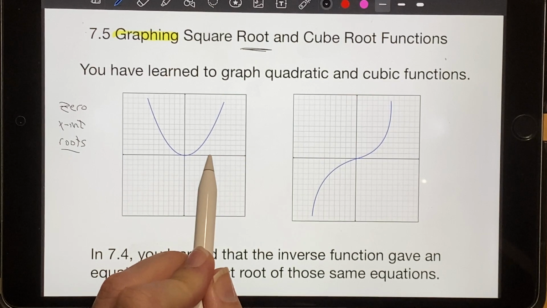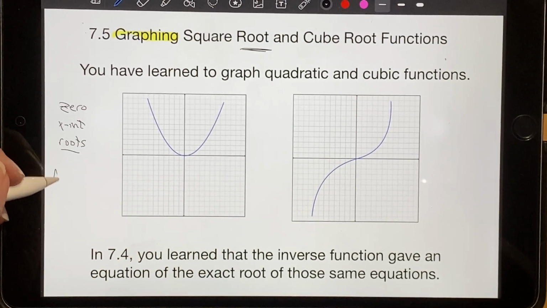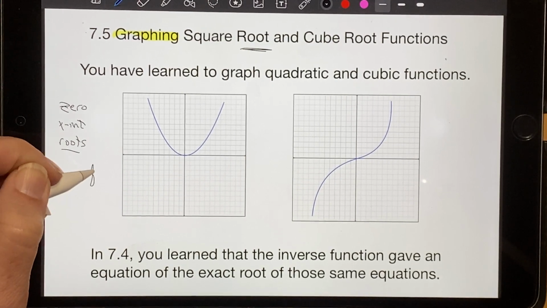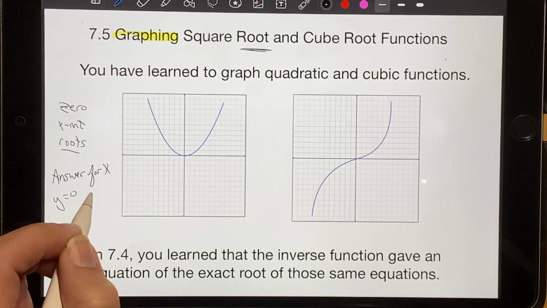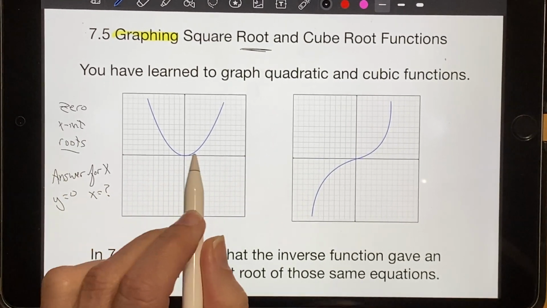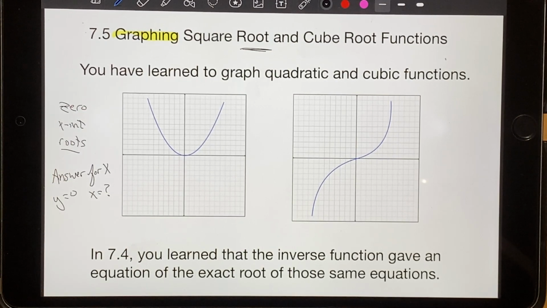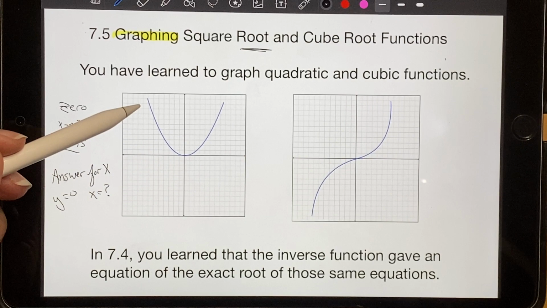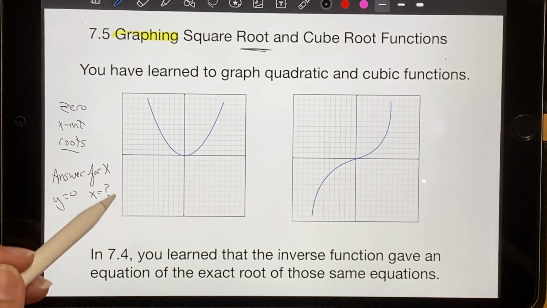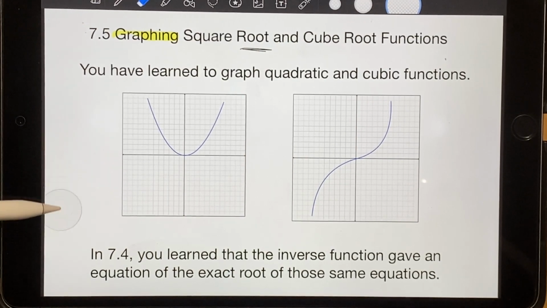So these are the places where it's crossing the x-axis, and those are giving us values, because if we're finding an answer for x, then when y equals 0, x is what? And that's the place where it crosses. So again, whether we have a numerical equation that we're working with, or if we actually have a graph, we can still find those answers for x. That's the end goal, trying to find an answer for x.